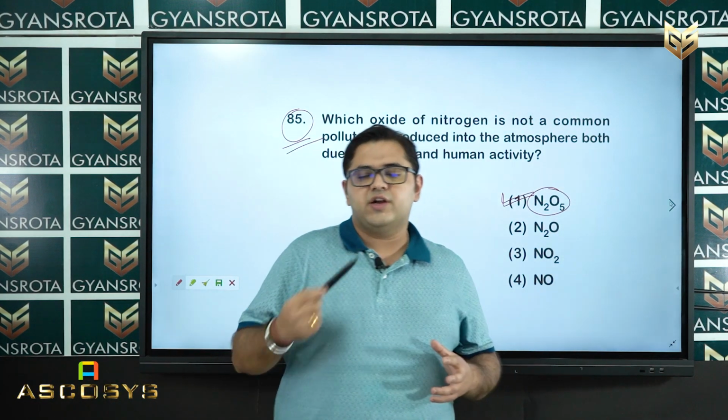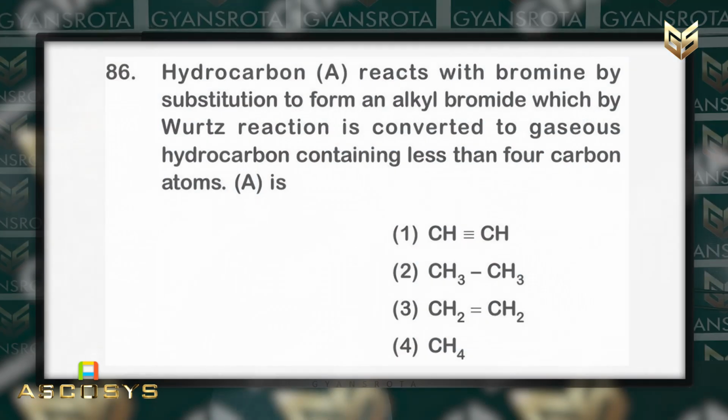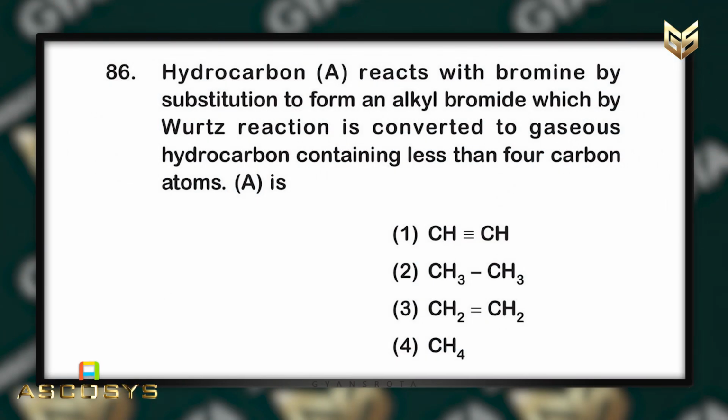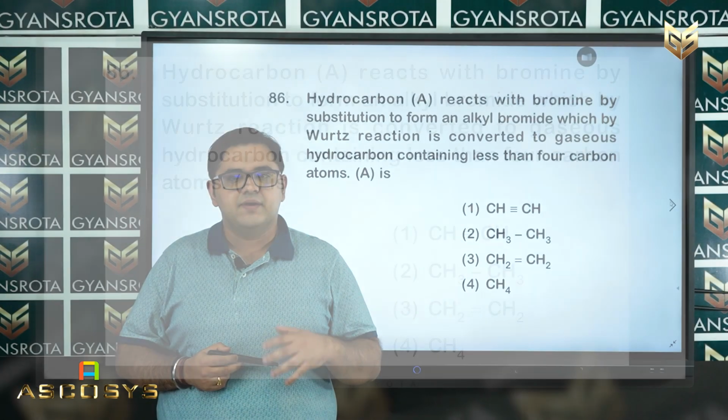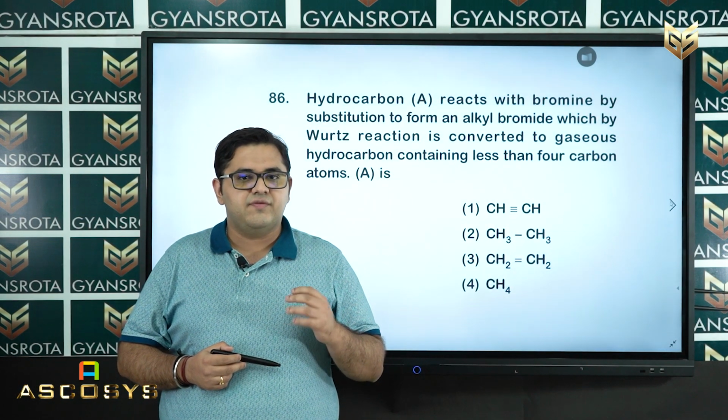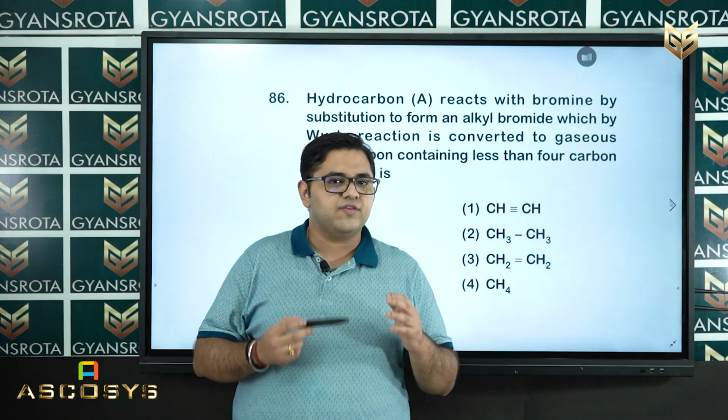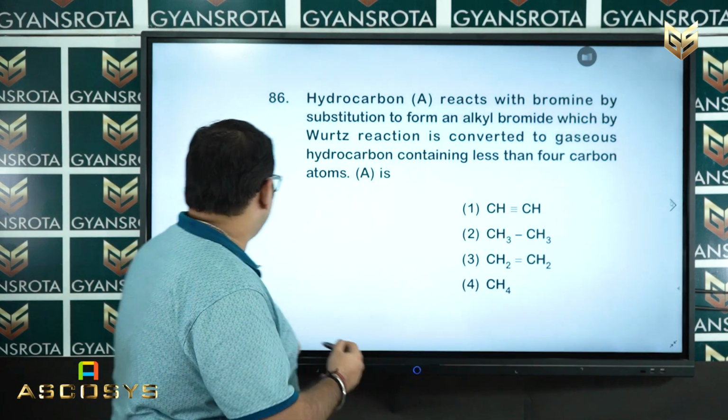Now we are moving to another question, that is question number 86, on the screen. Hydrocarbon A reacts with bromine by substitution to form an alkyl bromide, which by Wurtz reaction is converted to a gaseous hydrocarbon containing less than 4 carbon atoms. A is? This question is very easy, so just focus on the first part. Now, come to the solution.